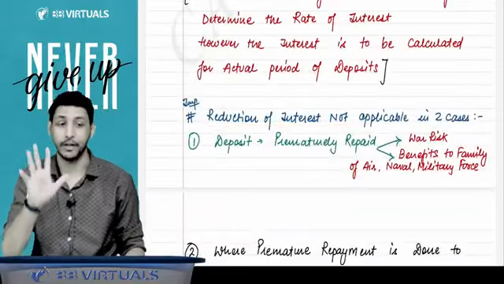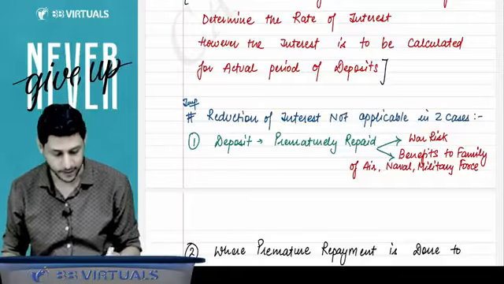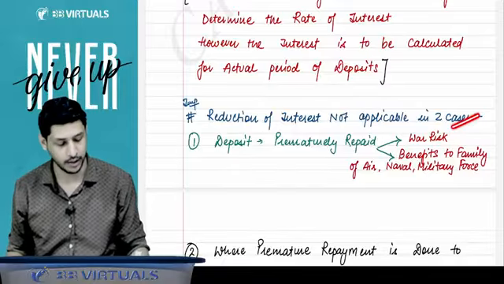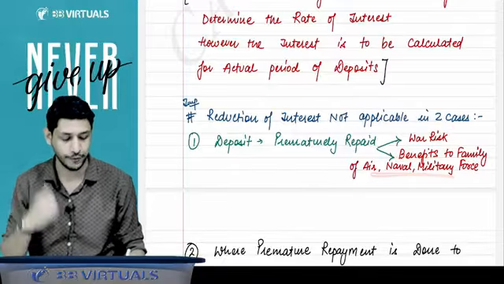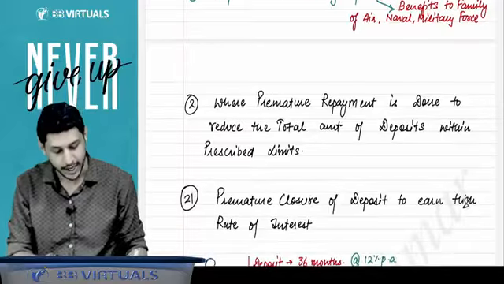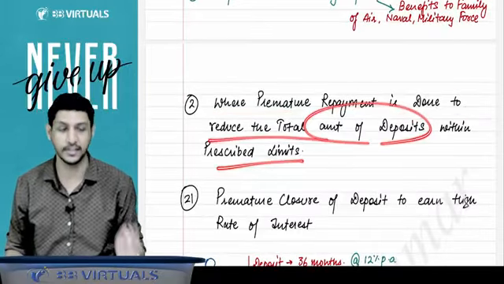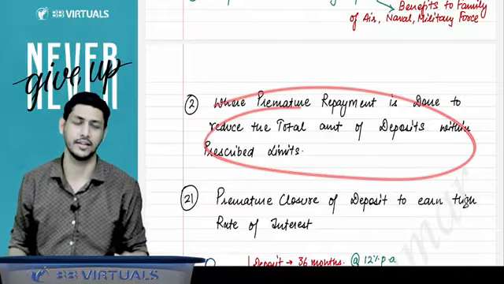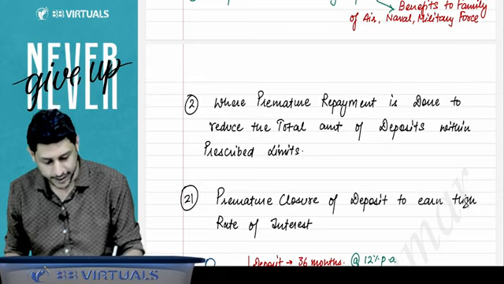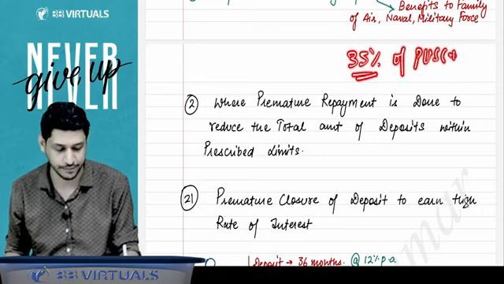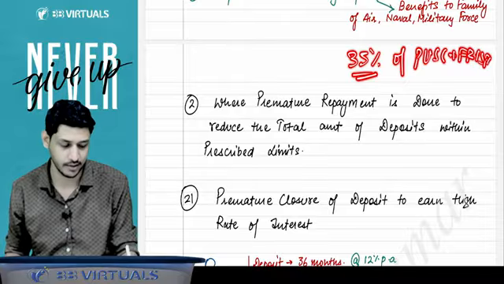But the reduction of that 1% is not applicable in 2 cases. First, if the deposit is prematurely repaid due to war risk or for the benefit of the family of air, naval and military force, and second, where the premature repayment is done to reduce the total amount of deposit within the prescribed limit. Now, what is this point? I have told you that your maximum deposit cannot be more than 35% of paid up share capital plus free reserve plus SPA. Yes, sir.